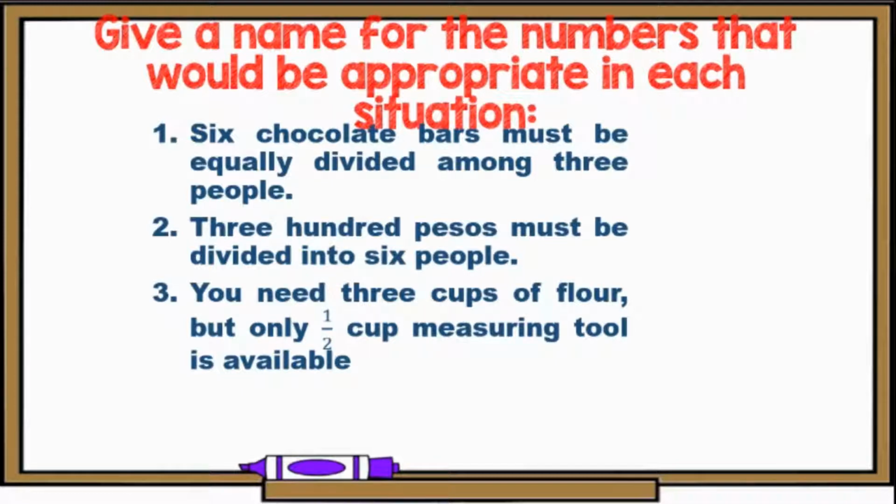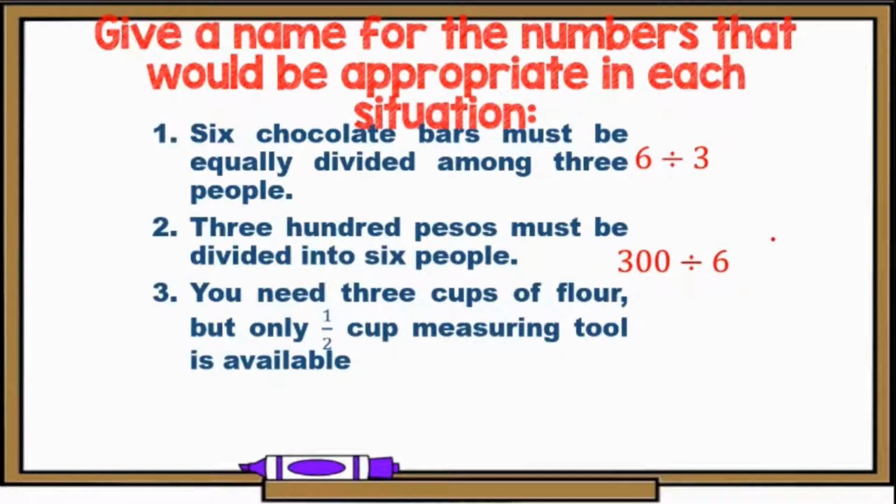For number 1, 6 chocolate bars, we can represent it by 6 divided by 3. So, 6 here are the chocolate bars, and then 3 here, our divisor, is the number of people. For number 2, we have 300 pesos must be divided among 6 people. So, 300 pesos divided by 6 people. So, this is the representation in symbols and numbers.